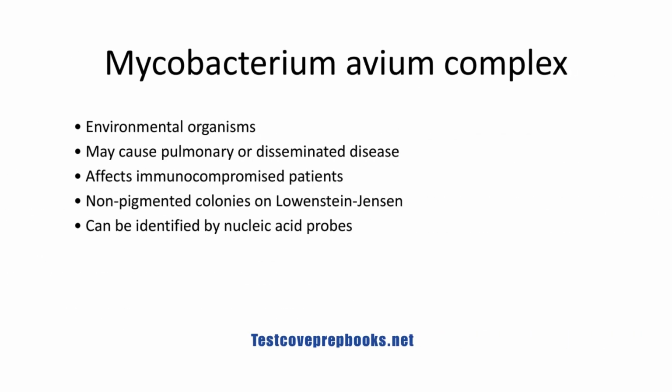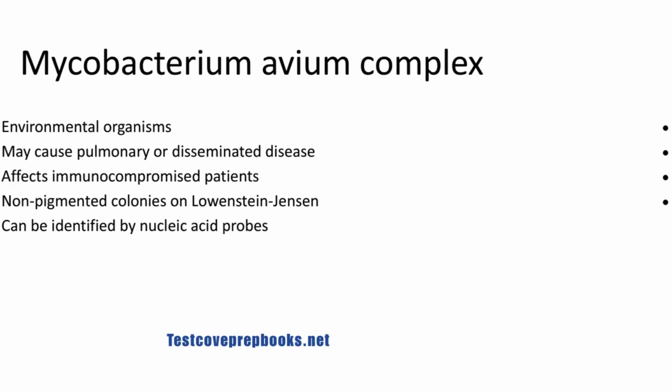Mycobacterium avium complex organisms are found in the environment. They may cause pulmonary disease or disseminated disease, especially in immunocompromised patients. Colonies appear non-pigmented on Lowenstein Jensen medium, and nucleic acid probes provide reliable identification.